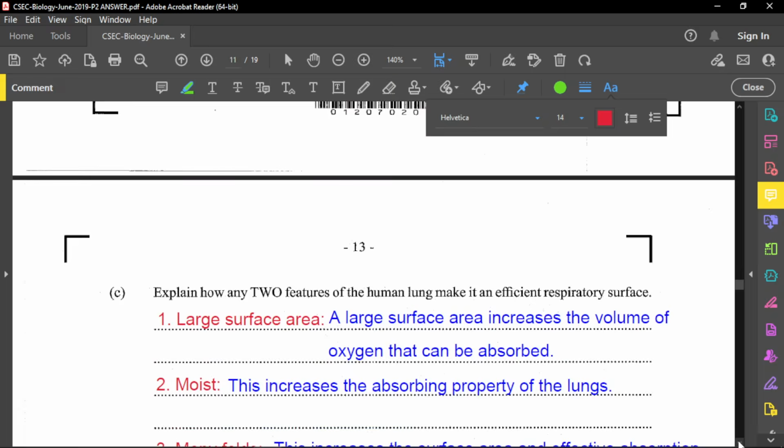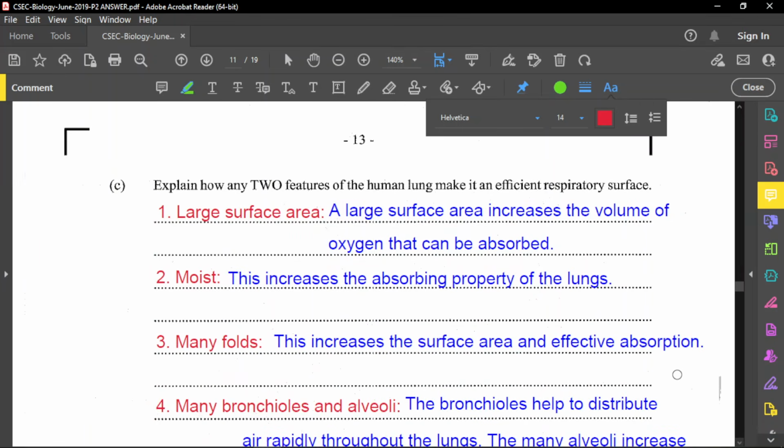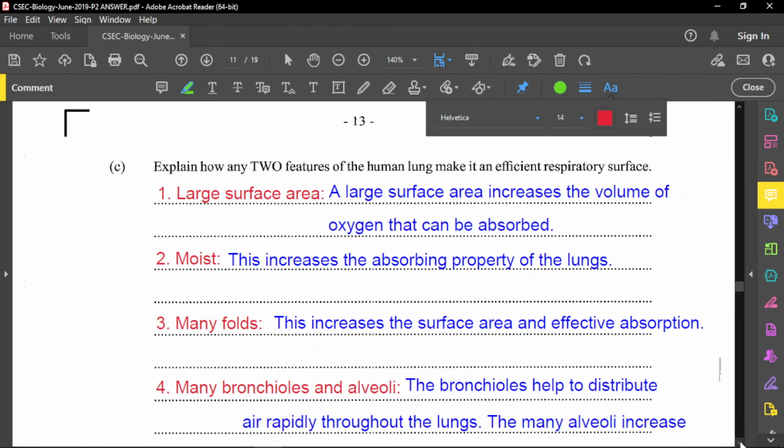Now let's go to the next part of the question. Part C is to explain how any 2 features of the human lung make it an efficient respiratory surface. And to be efficient as a respiratory surface, one, it must have a large surface area. And that's why your lungs are really large in the body. Large surface area increases the volume of oxygen that can be taken in and absorbed. Moist, and being moist increases the absorbing property of the lungs.